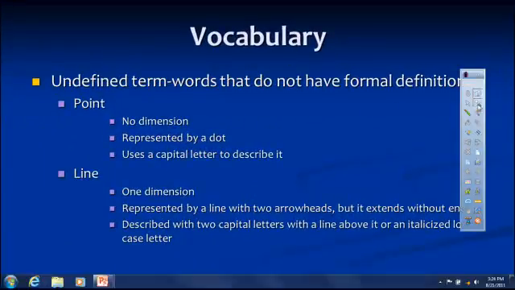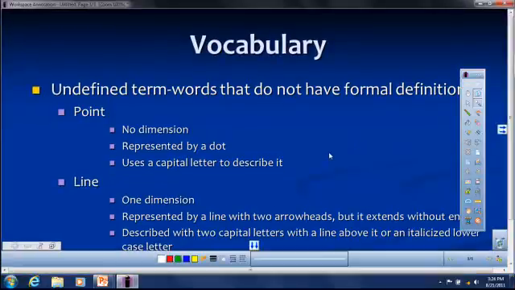The first term is what's known as a point. A point has no dimensions, so no length, width, or depth. You represent it with a dot, and you use a capital letter to represent it. So this would be called point A, or you can just call it A, and by the one letter you know it's a point that we're referring to.